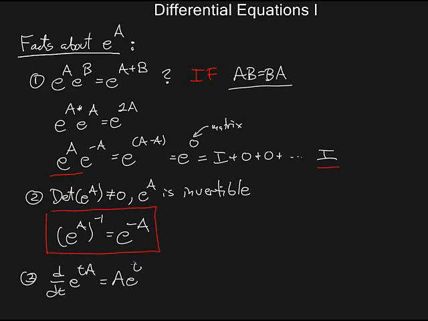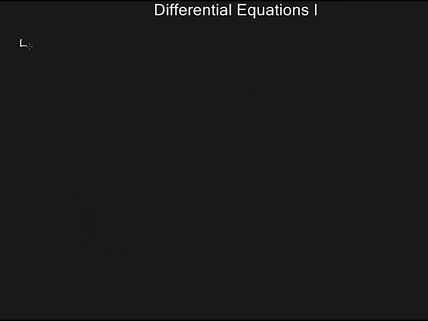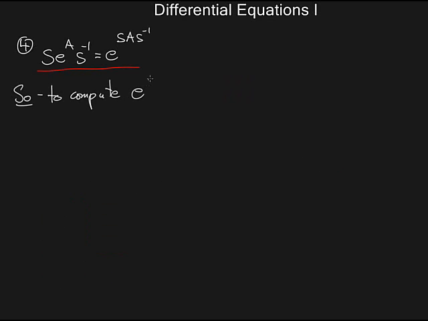And another basic fact is that the derivative of e to the tA is you pull down the A, just like for the ordinary exponential. And finally, if you conjugate by S, it's the same as if you conjugate the exponential or if you conjugate in the exponent. That's easy to see. So that tells you how to compute e to the A.